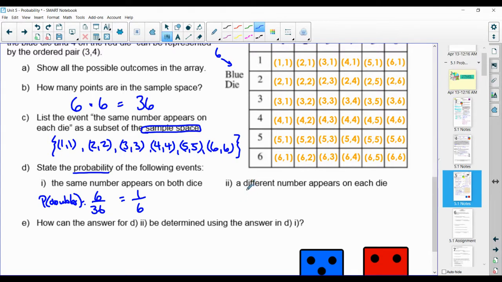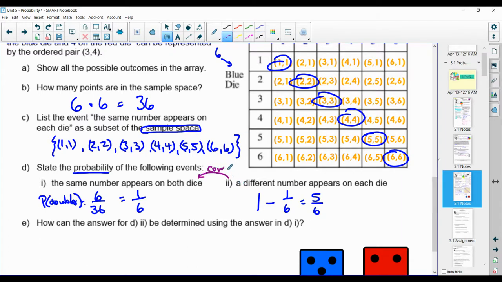The second one says to state the probability that a different number appears on each die. Well, we can count those all up, but if we notice, the doubles are the 1, 1, 2, 2, 3, 3, 4, 4, 5, 5, and 6, 6. So if those are all the times that they occur to be the same, then everything else would be the times when they occur to not be the same. So this is the complement, so we can go 1 minus 1 over 6 to get 5 over 6. So the second example here is the complement of the first. And so because one is a complement of the other, we can go 1 minus.